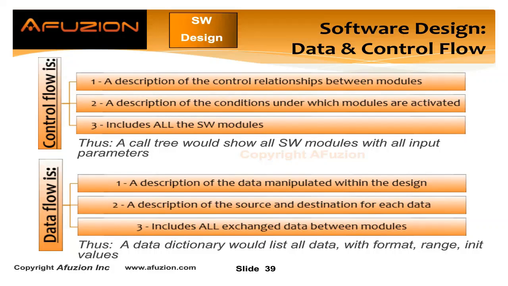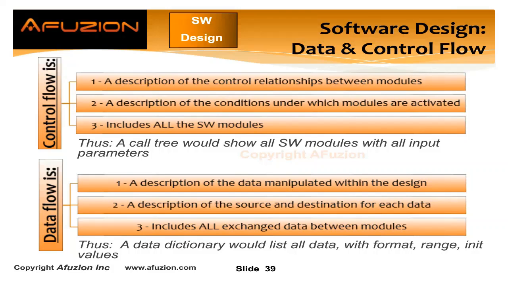Then data flow. It's a description of how data is manipulated within the design, how that source and destination data are aligned and defined for all the data, and it includes all data, okay? Common gaps, two there, insufficient control flow and data flow, okay?